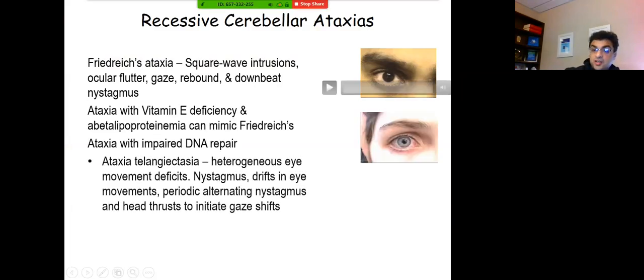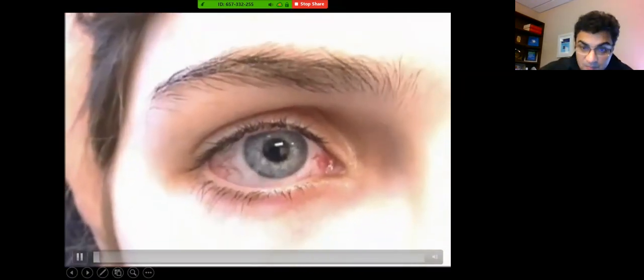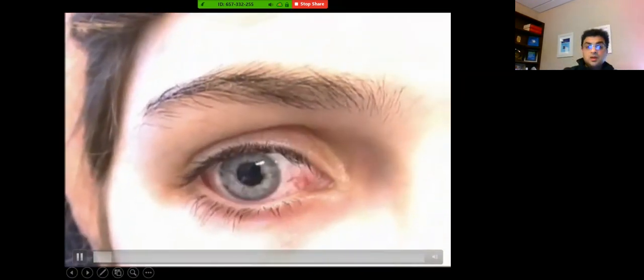So in these patients, you see a little telangiectasia, as you can see here. Just look at my finger there. And look at the camera.